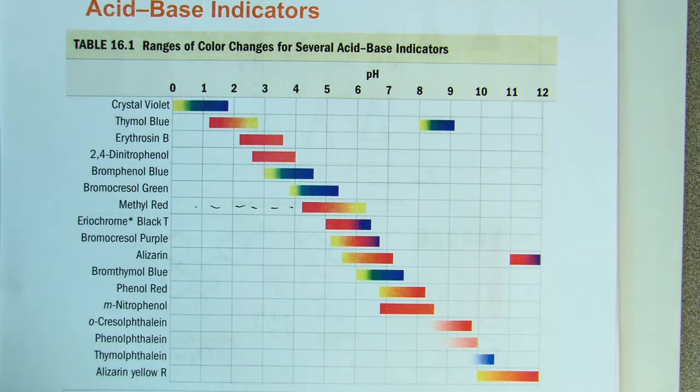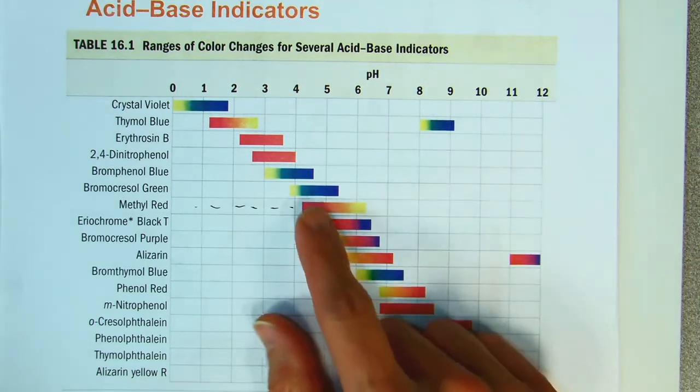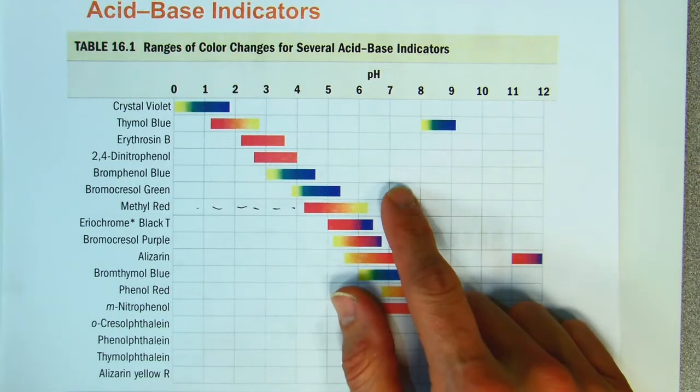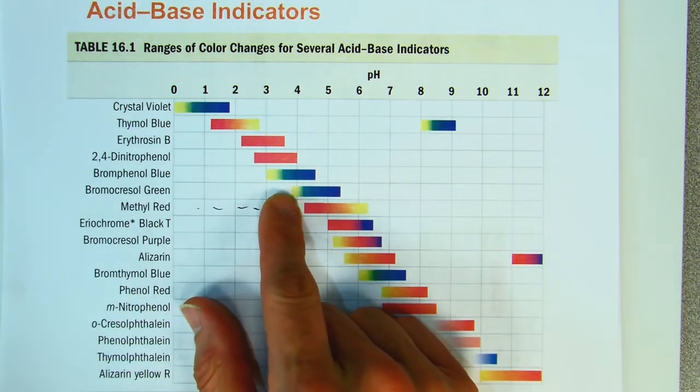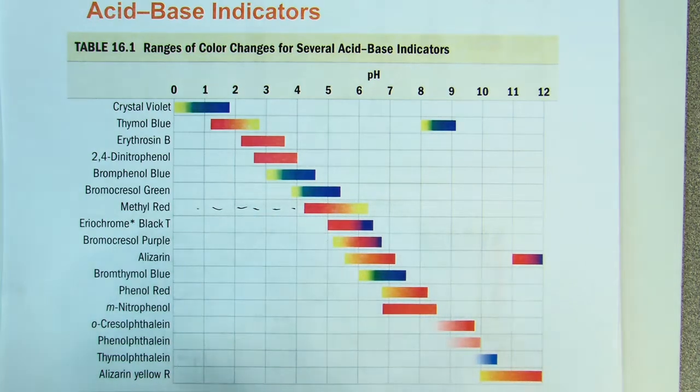And if your solution is held at a pH which is above the pKHIn, it's going to exhibit the base color. And if your solution's pH is held at a pH below the pKHIn, it's going to exhibit the acid color. If you're right near the pKHIn, it's an intermediate color. And it's really as easy as that.